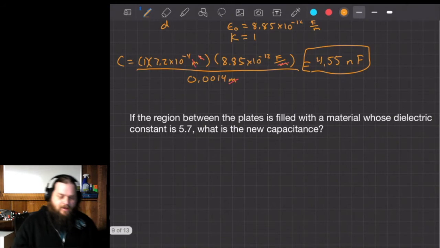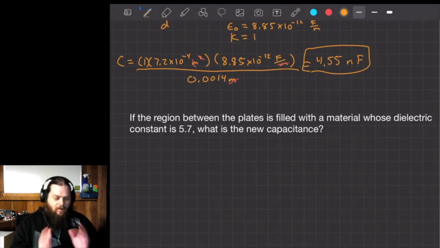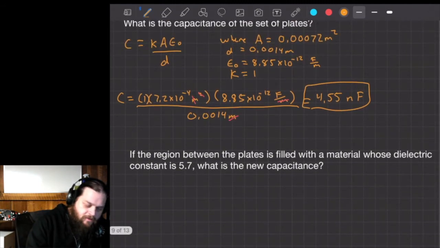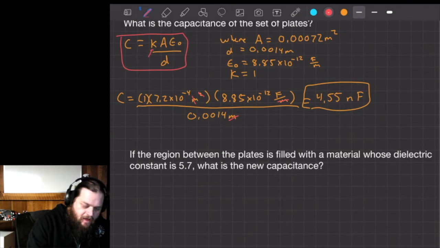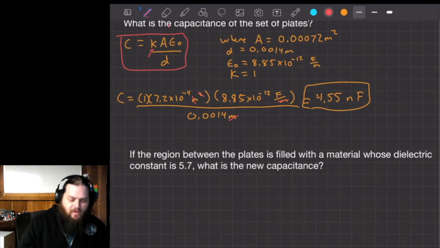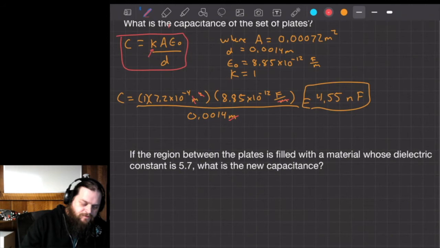If the region between the plates is filled with material whose dielectric constant is 5.7, what is the new capacitance? Well, looking at our equation up here, the only thing that changes is the value K. We're using that same capacitor, the same area of the plates, the same distance between them. Epsilon naught is a constant of the universe. We can't change that. So all we have to do is take this value here and multiply that by K, this kappa dielectric constant.